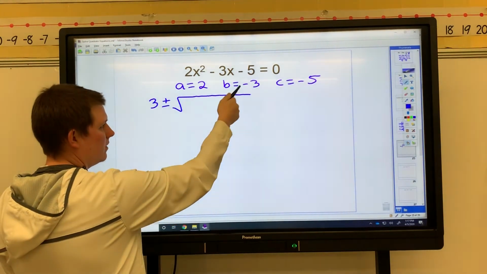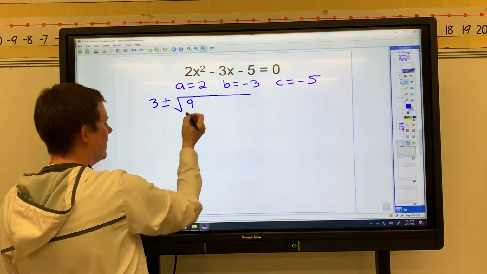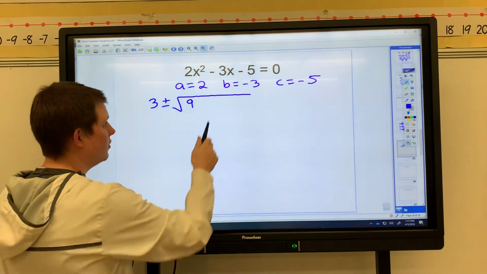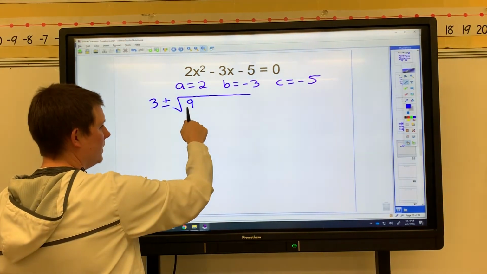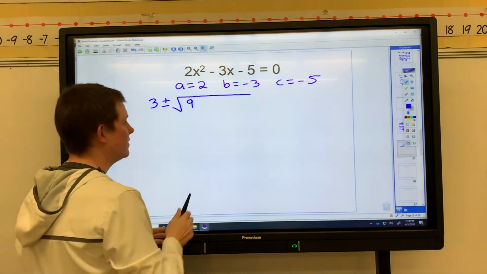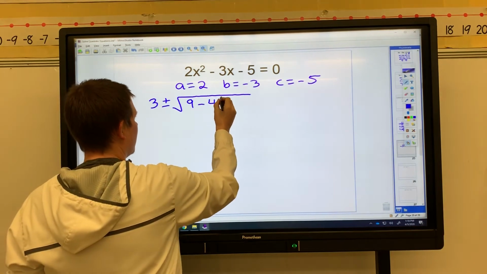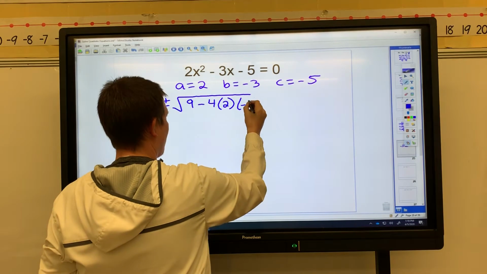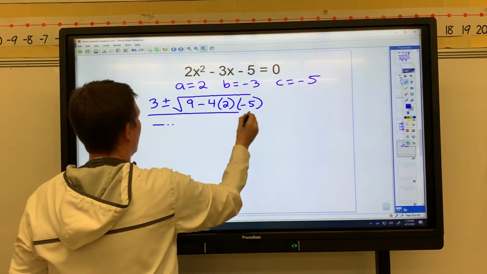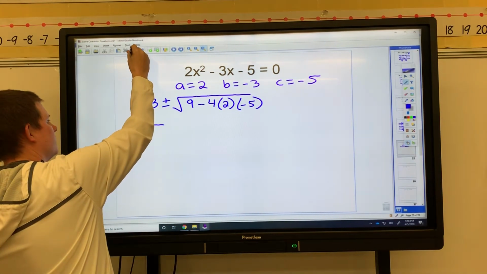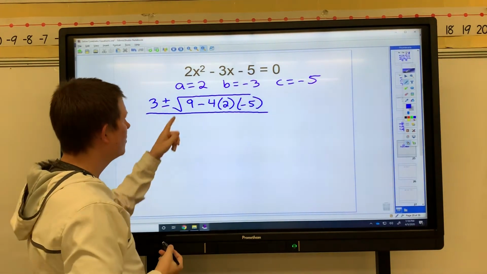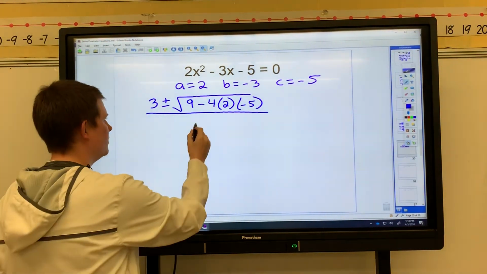B squared, negative 3. Remember, this number is always positive. Once we square it, it is always positive. Even though it was negative 3, it's B squared, so once I square it, it's positive. Minus 4 times A times C, all over 2 times A. A is 2, 2 times 2 is 4.